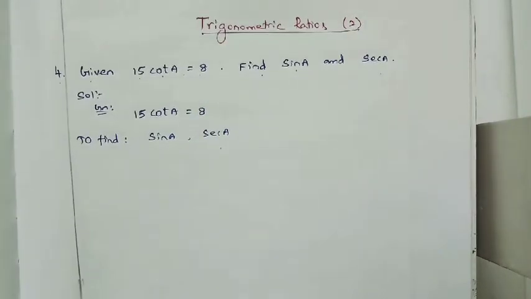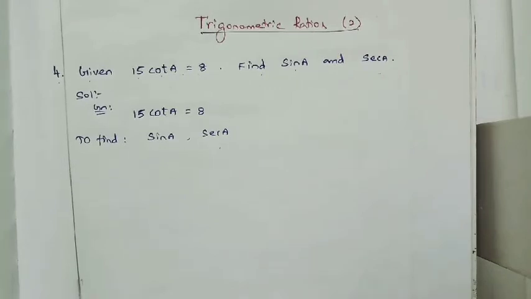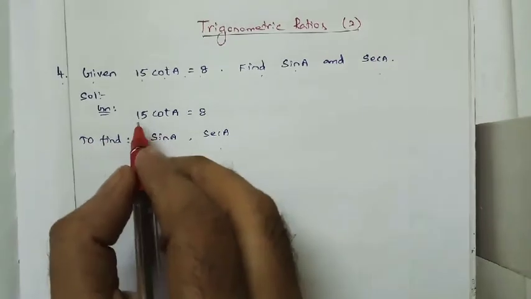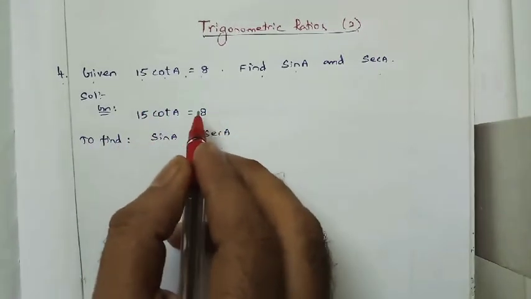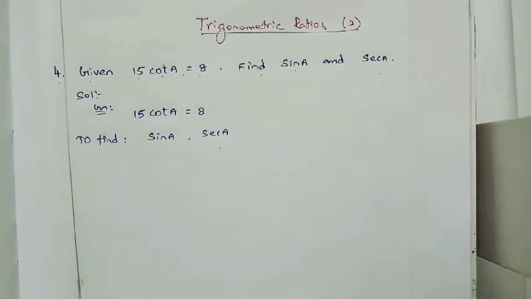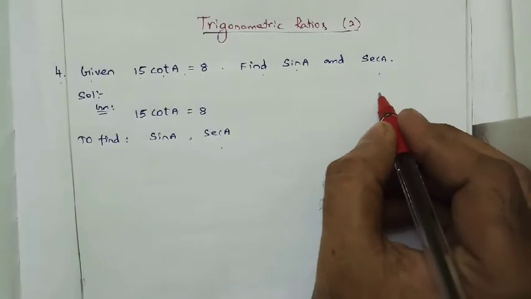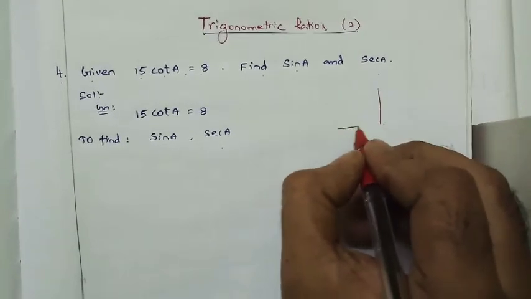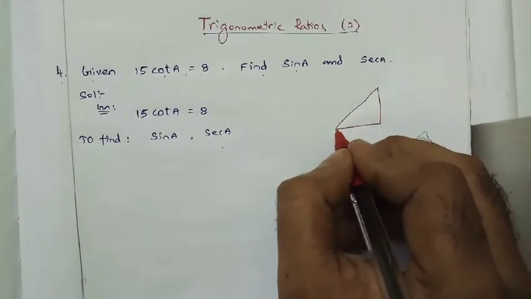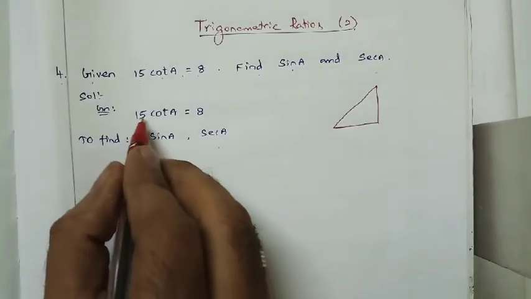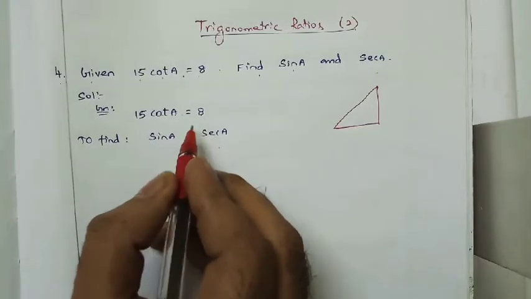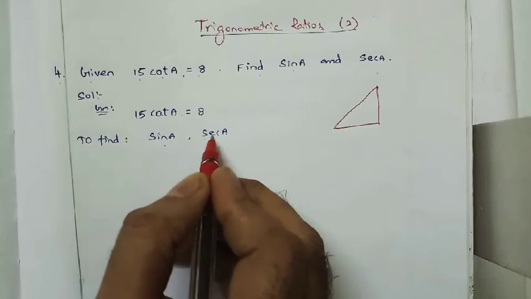First of all, they didn't give the right angle triangle itself, and they didn't give the measurements either. But what is the given? 15 cot A is equal to 8. So I'm just drawing a right angle triangle. The given is 15 cot A equal to 8, and we want to find sin A and sec A.